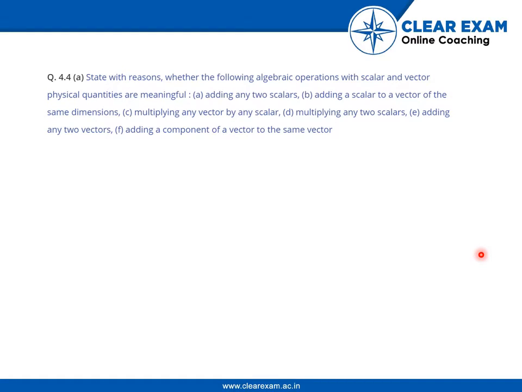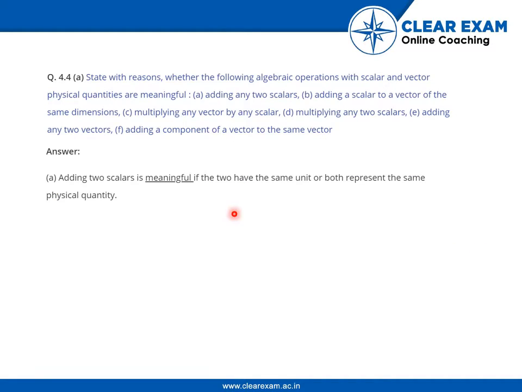Welcome back. The question is: state with reason whether the following algebraic operations with scalar and vector physical quantities are meaningful. Let us go through one by one. So the first is adding two scalars. It is meaningful if the two have the same unit or both represent the same physical quantity.